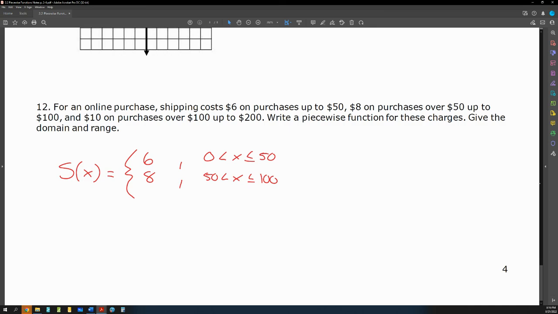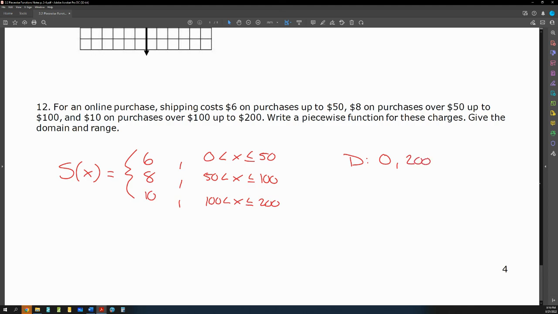And finally, you'll spend $10 on shipping from purchases greater than 100, but less than or equal to 200, so up to 200. The domain in this case, so what are the x values that we can plug in? Well, purchases all the way from 0 to 200. So let's go ahead and use our interval notation.